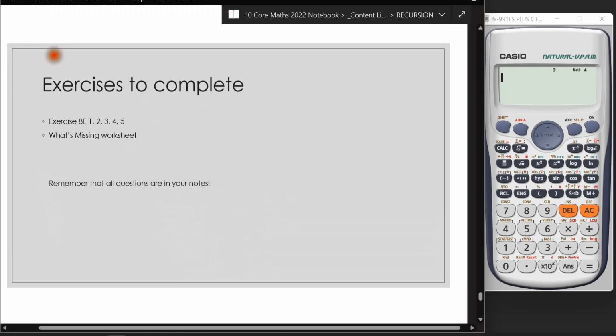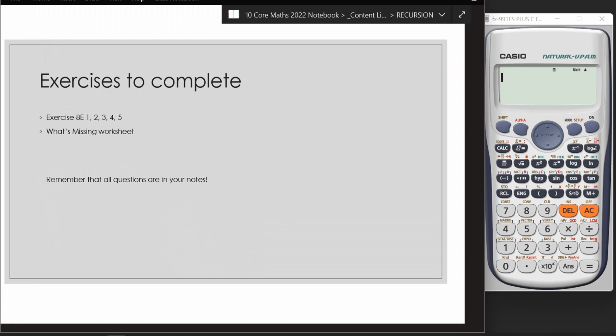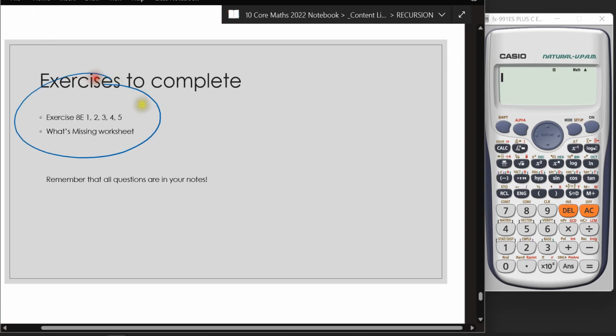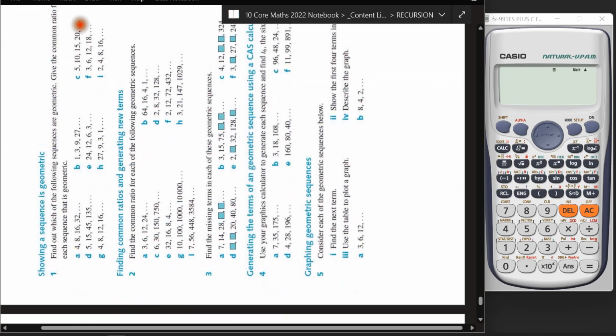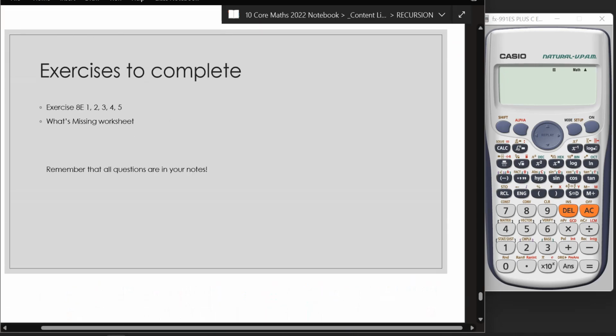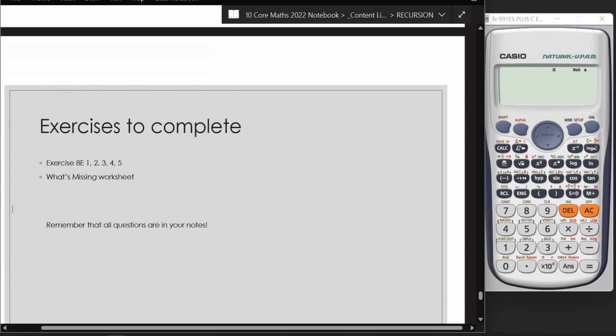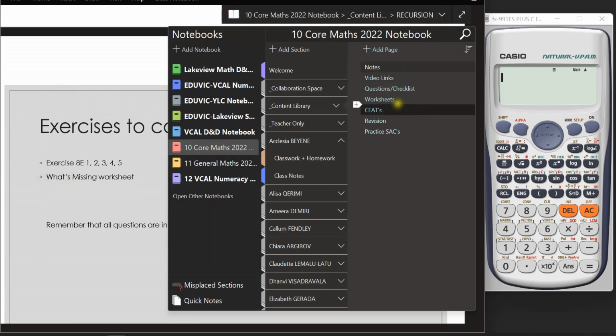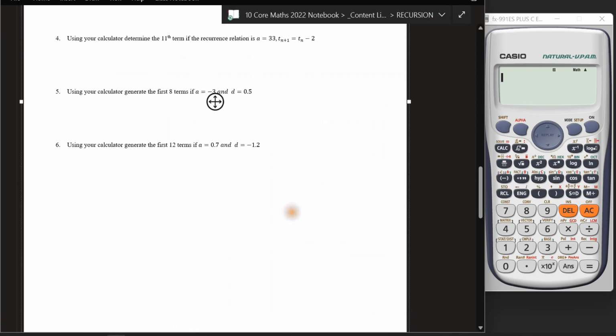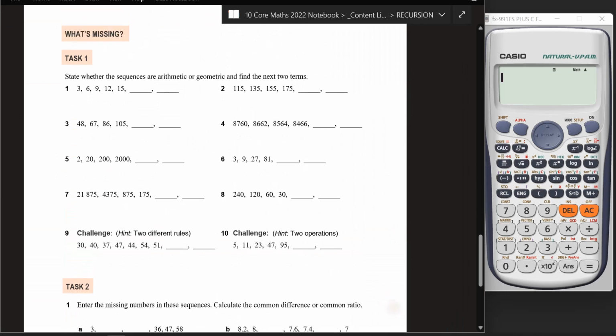All right, so these are the exercises that I want you to do. So 8E, questions 1, 2, 3, 4, and 5. Remember, for these exercises, they are in your notes, so just go ahead to the next page and do them. Your teacher will hand out the worksheet for you, and it should look like this. Okay, the what's missing worksheet.